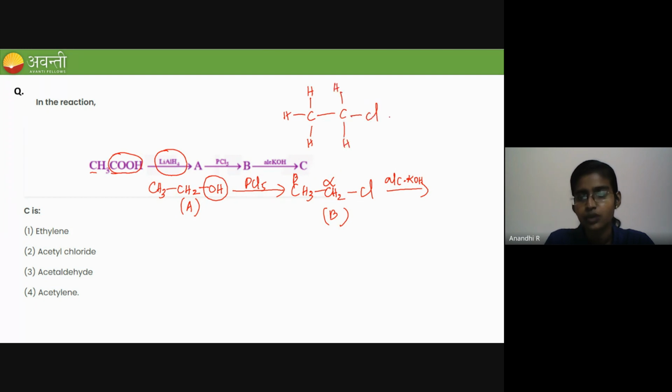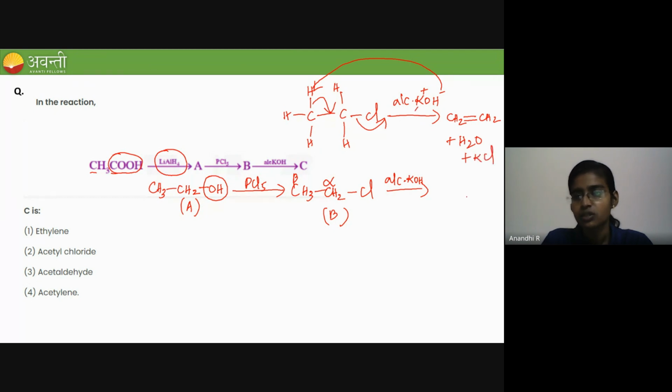And here is our chlorine, and with alcoholic KOH, K plus and OH minus ions are there, no? So the OH minus ion will attack this hydrogen and the bond shifts here. The C-Cl bond gets cleaved. So we have CH2 double bond CH2. Since OH has taken this H, they go out as H2O. And this chlorine will combine with potassium and go out as KCl. So the main product is CH2=CH2. So this is compound C.